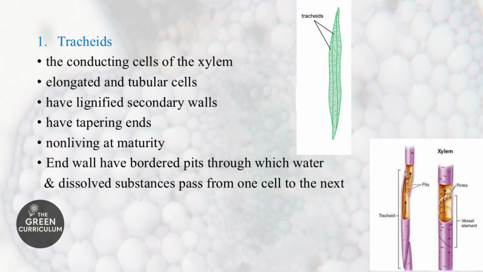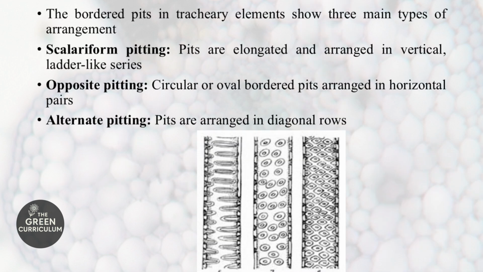So the end wall is not open, but it consists of numerous bordered pits, which helps in the transport of water and minerals from one cell, one tracheid to another tracheid. And the bordered pits in the tracheid elements show three main types of arrangement: scalariform pitting, opposite pitting, and alternate pitting.